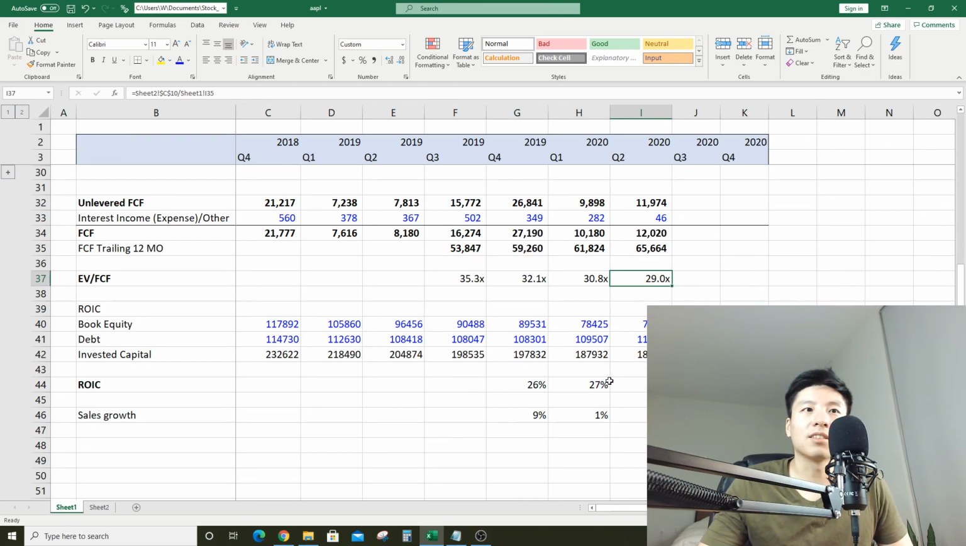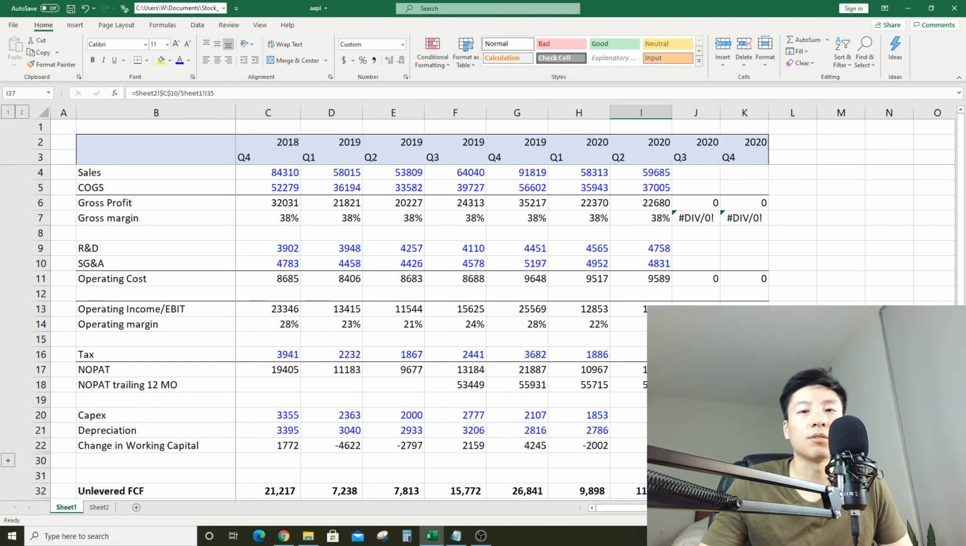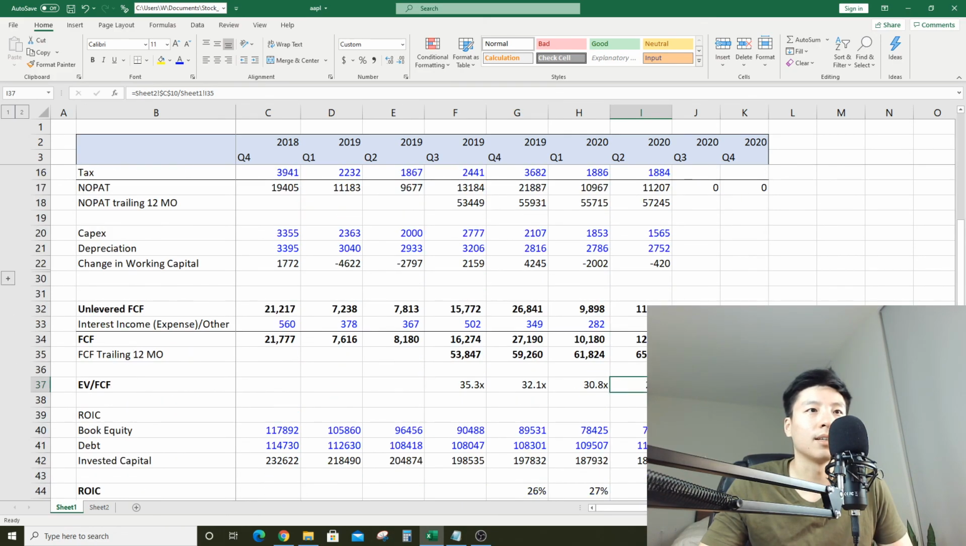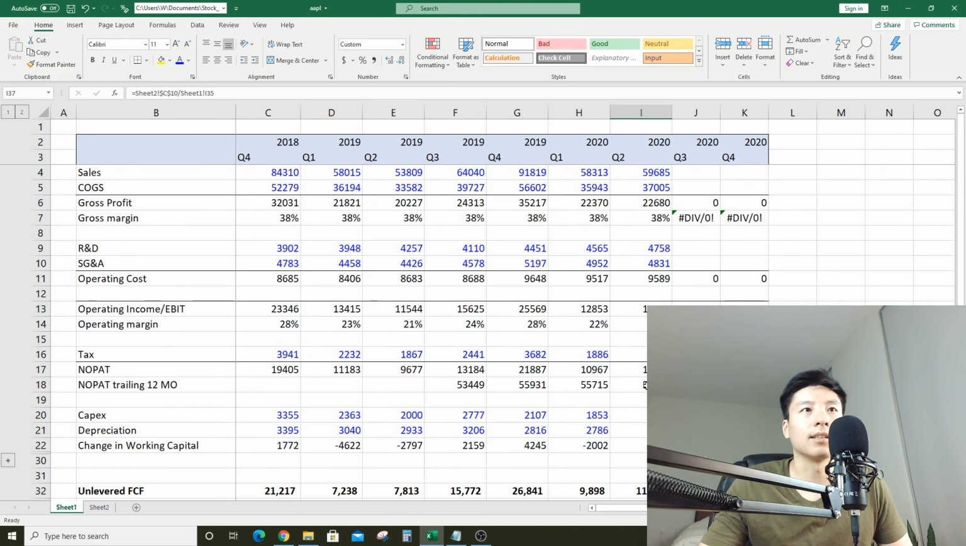This is my framework for analyzing a stock. I think I'm going to do a lot more of these videos in the future when I'm interested in a stock and I want to do a fundamental analysis.